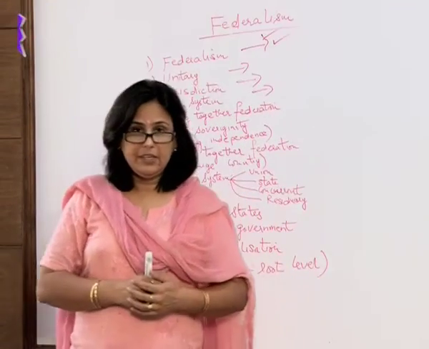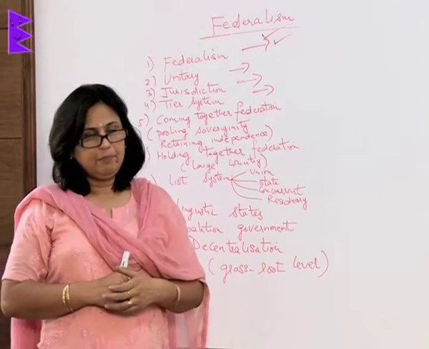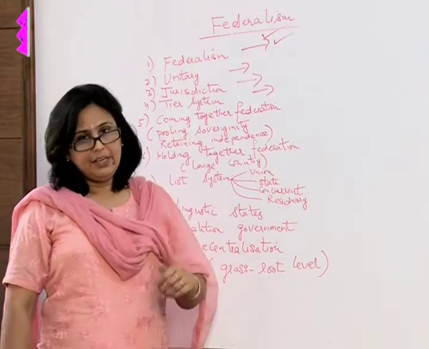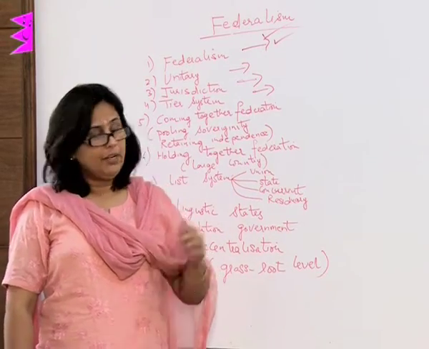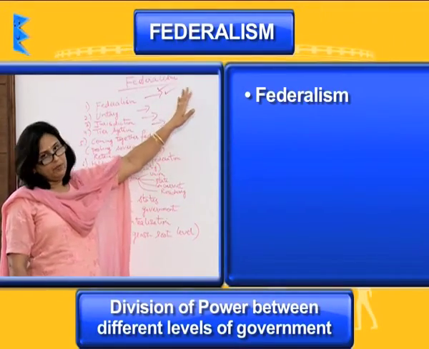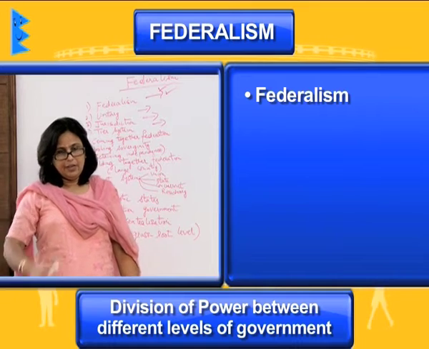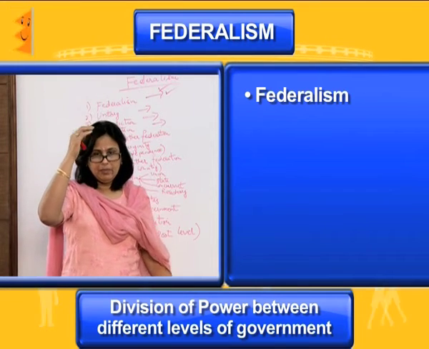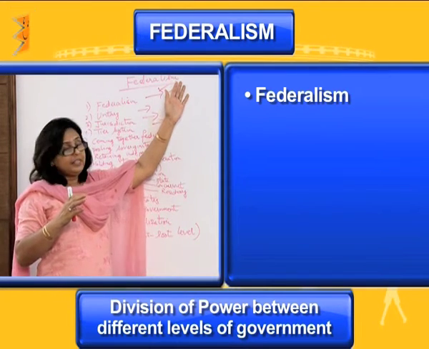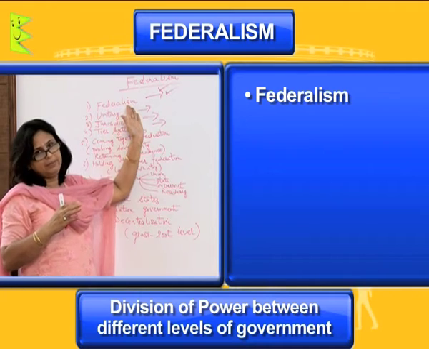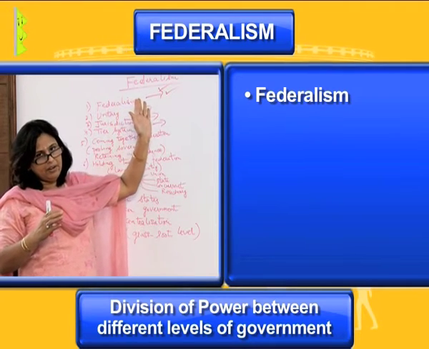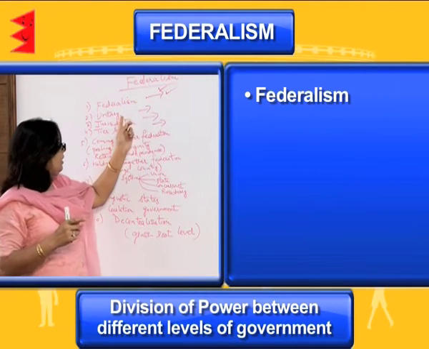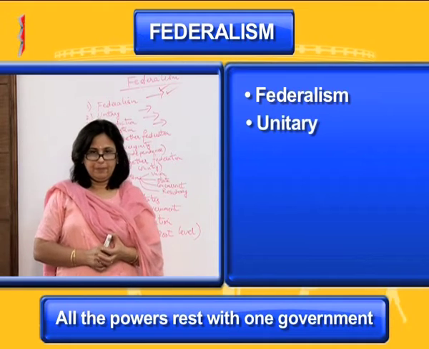At some places, you could have two sets of government. In some countries, it could be three types of government. For example, in India, we have three levels of government. So, when the divisions are done, when the power is shared, it is federalism, and India is of course a federal country.